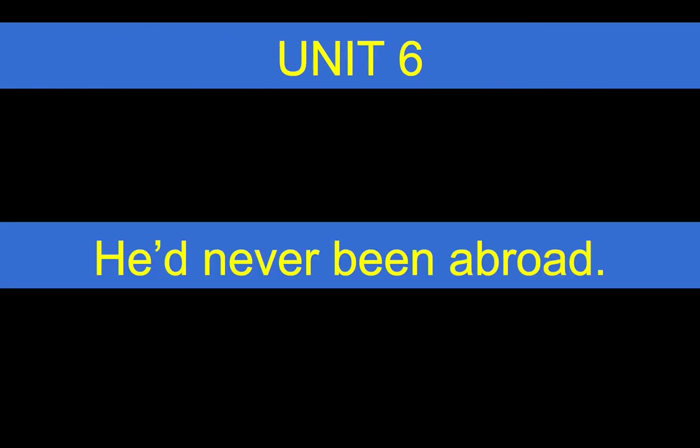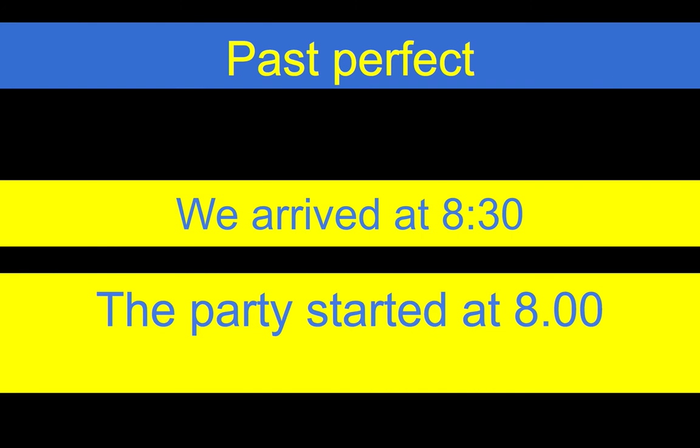Okay, and Unit 6, this is the last one in this first video. He had never been abroad. Unit 6, we were using past perfect. This is to show when one event happened, but it took place before another event.